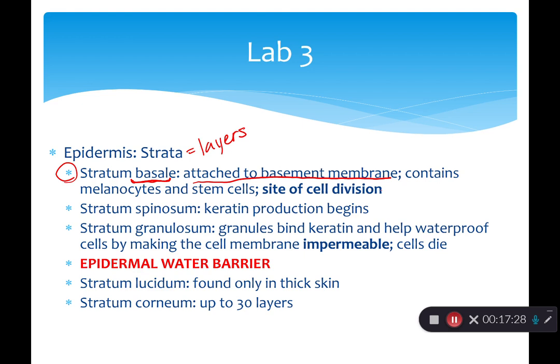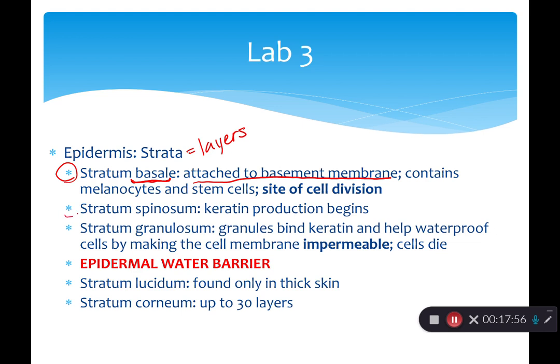And it stays by the basement membrane because, if you remember, epithelial tissues do not have blood running through them. So the cells that need access to the blood supply are going to sit as close to it as possible. And that's going to be right on top of the connective tissues. The cells that move up are the keratin cells, the keratinocytes.